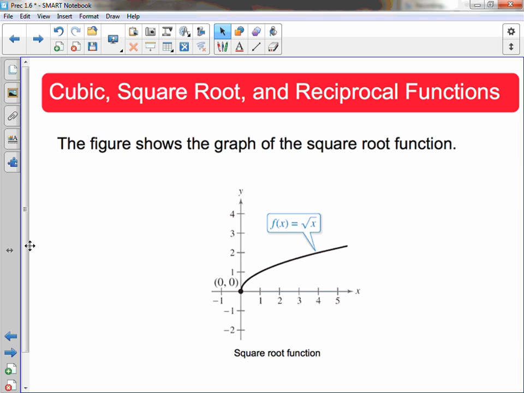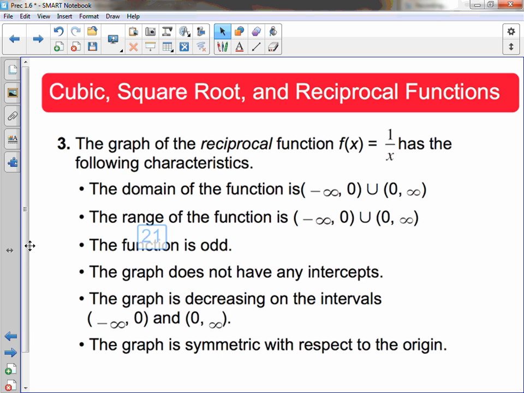And I didn't say this earlier, but when we talk about increasing and decreasing, we're only talking about the x values. We're not talking about the y. We're only talking about the domain in which it's increasing, decreasing, or remaining constant.